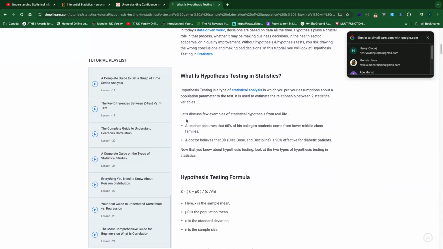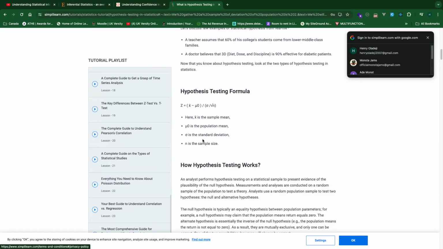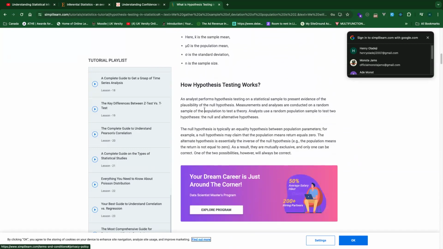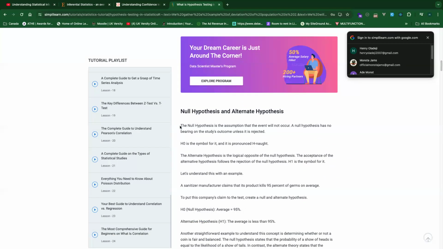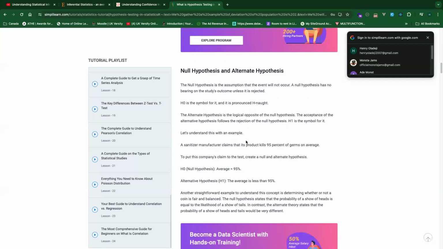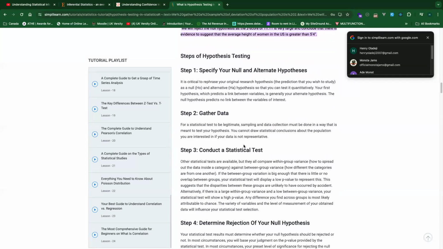So a few examples: a teacher assumes that 60% of his students come from lower middle class families. So obviously we can use this formula to test it. And then we have two types of hypothesis: null hypothesis and alternate hypothesis, among other things.